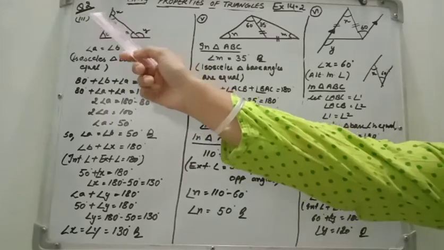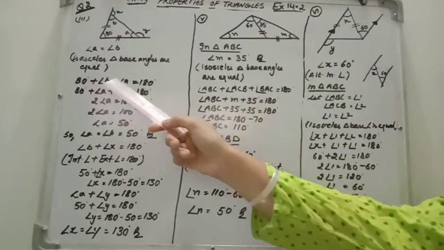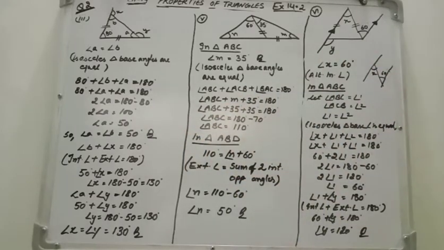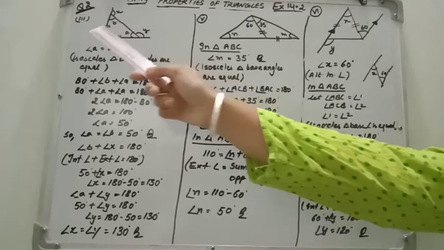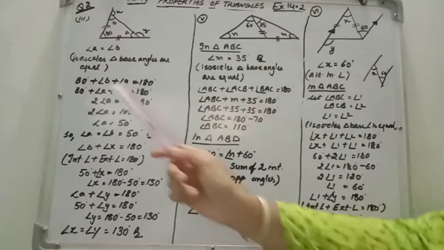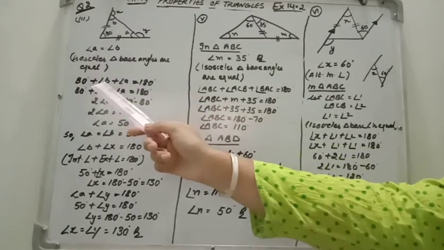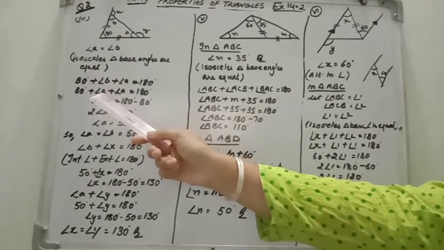So we take the full triangle. We take 80 plus B plus A is equal to 180 degrees. Now which property do we use? Sum of the three angles of a triangle is equal to 180 degrees. We take all interior angles 80, B and A. Now we get A is equal to B, so in place of B write A.